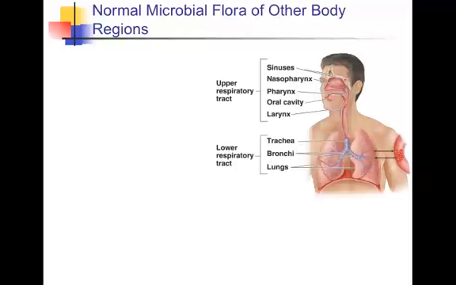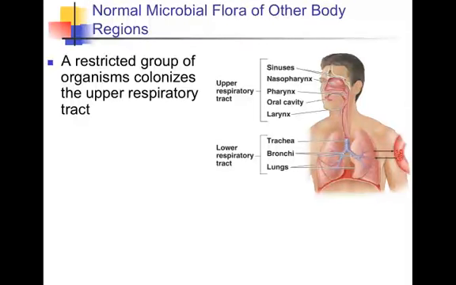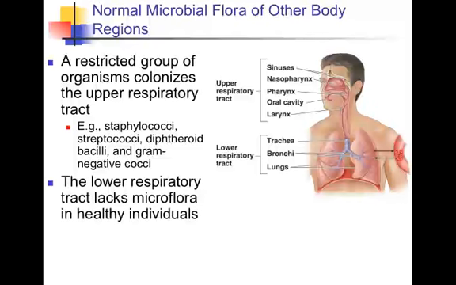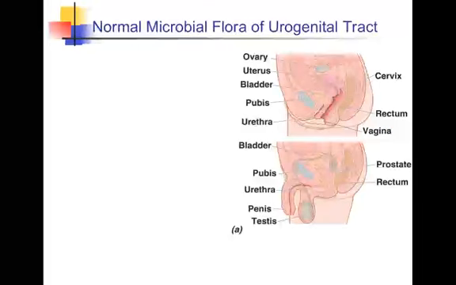So let's look at the distribution of some of these organisms in the upper and lower respiratory tract. We've talked about some disease-causing organisms already. Let's talk about some members of the normal flora in these compartments. There's only a restricted number of organisms that colonize the respiratory tract. We've talked about some of these already that are found in the upper respiratory tract, and those genera are listed there. The lower respiratory tract typically lacks microflora, except for disease-causing organisms in unhealthy individuals.